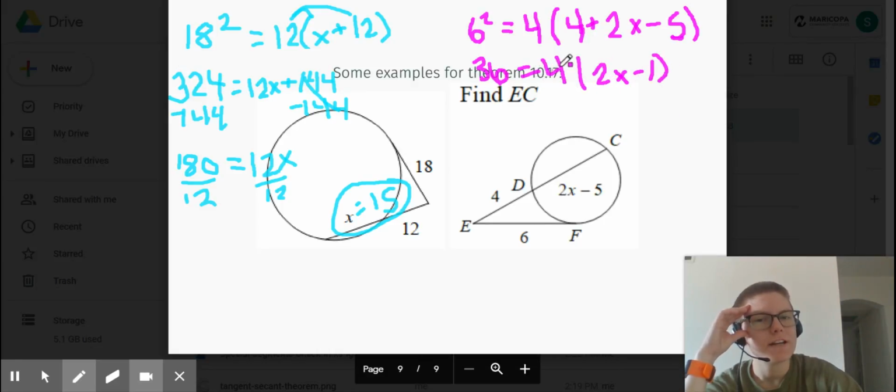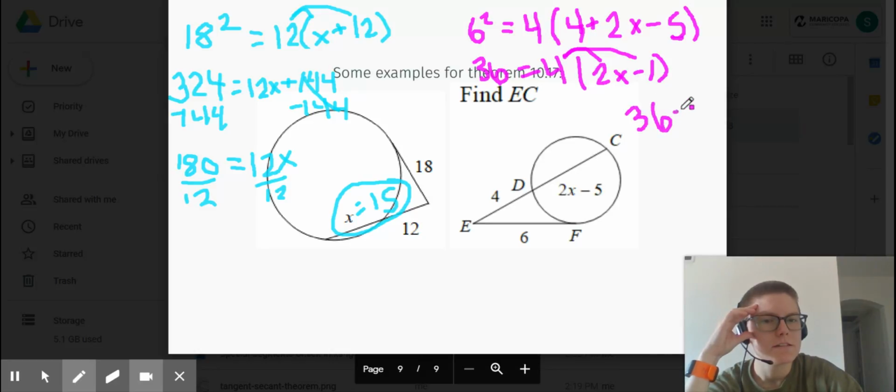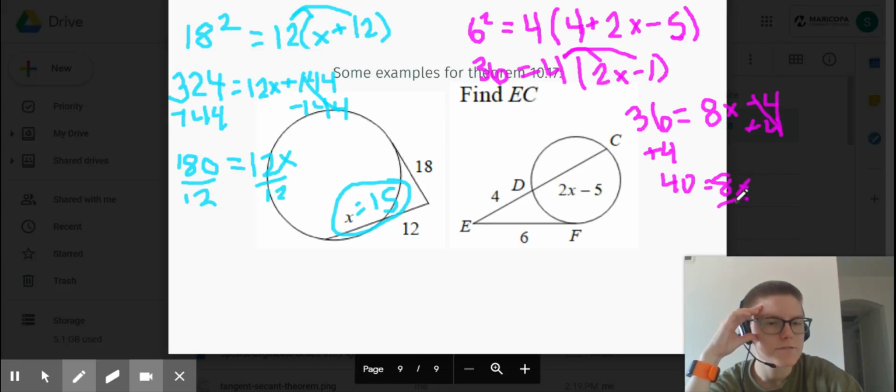Again, last time we divided out the 4, so this time let's go ahead and distribute it. Why not? Either way works. 36 is equal to 8x minus 4. We want to plus 4 on both sides. So then 40 equals 8x. Divide 8 out on both sides. X is equal to 5.